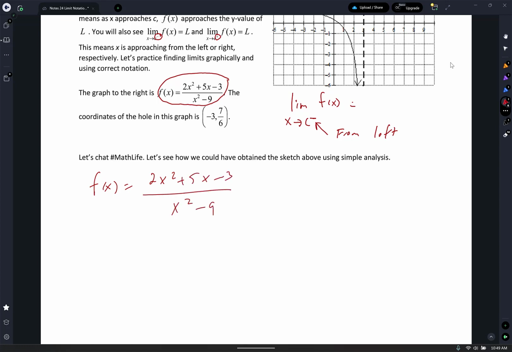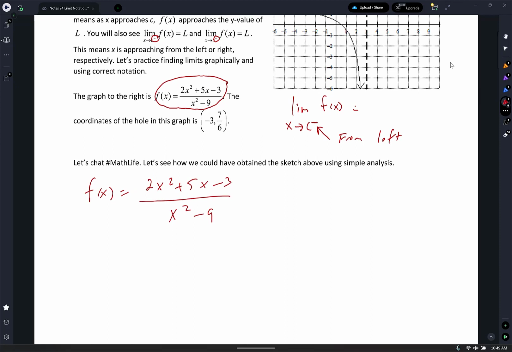over x squared minus 9. And the first thing I'm going to do is, can I find my horizontal asymptote without much thinking? Yeah, my horizontal asymptote is what? y equals 2. Man, I should have changed the 2's. Too many 2's everywhere. I should have made it a 3 or something.